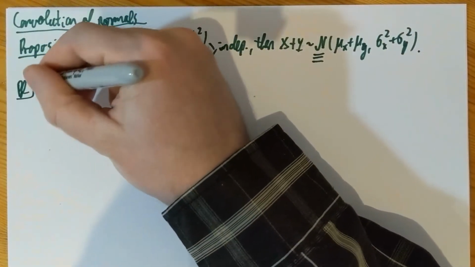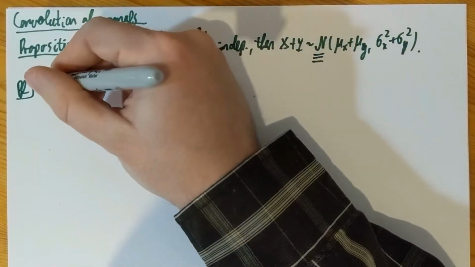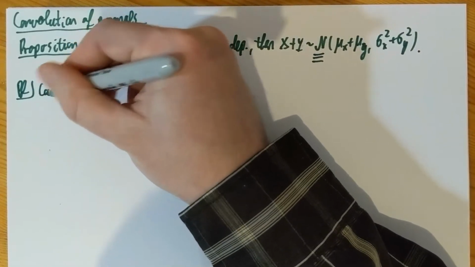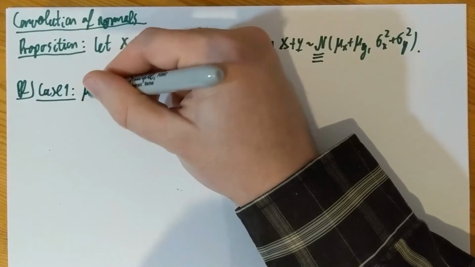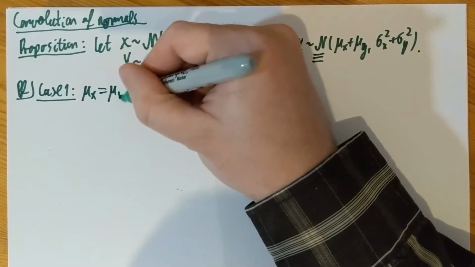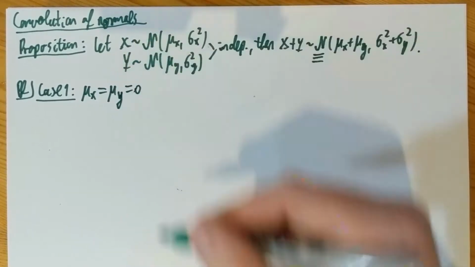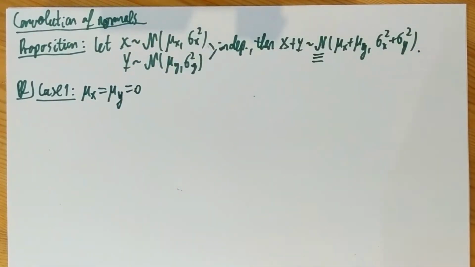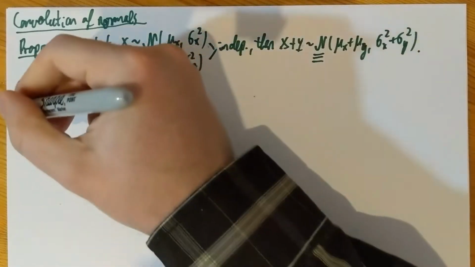and I'm going to do it in two steps. Case 1, I'm going to take for the moment mu's to be 0. I'm going to assume that the mu's are 0. I have some non-trivial variances, but the means are 0. And let's do it in this case.